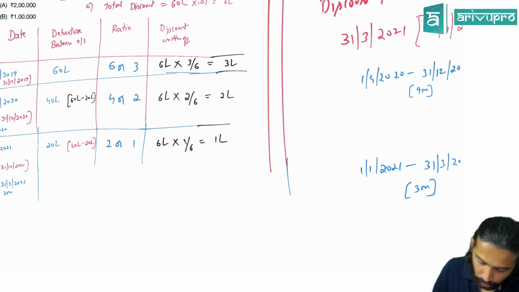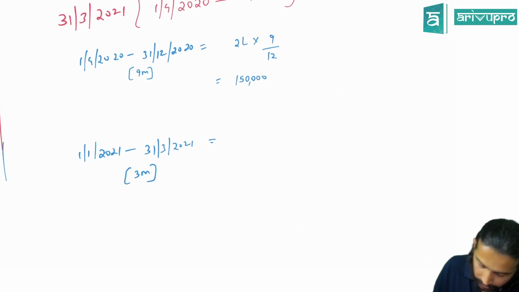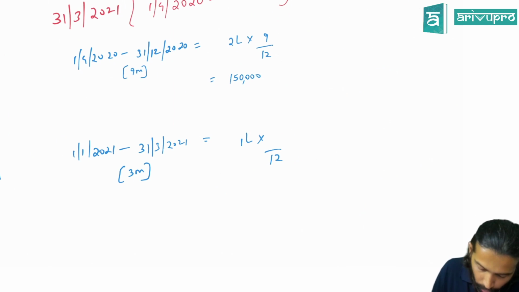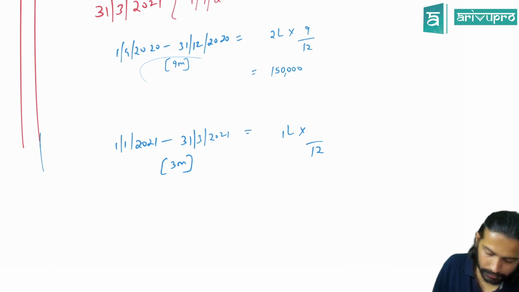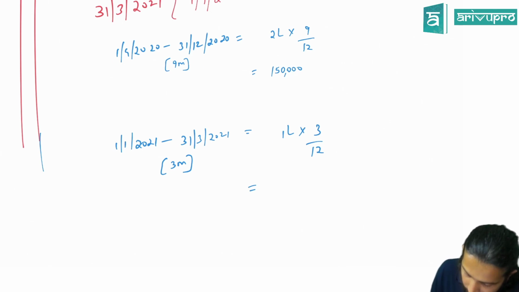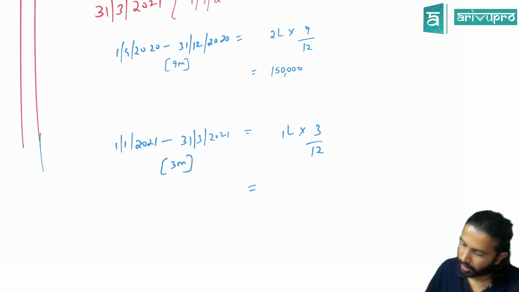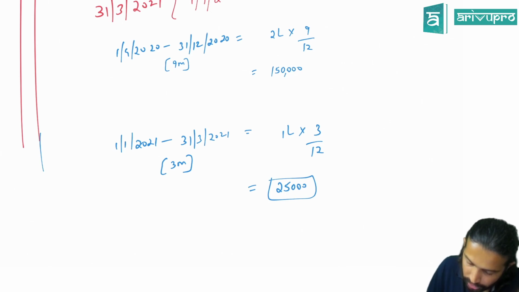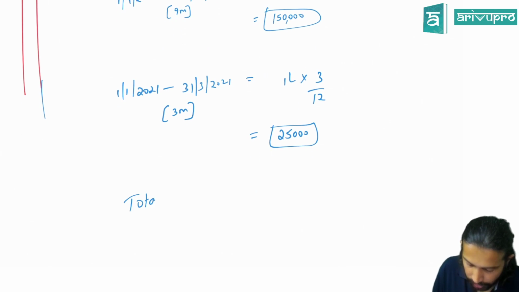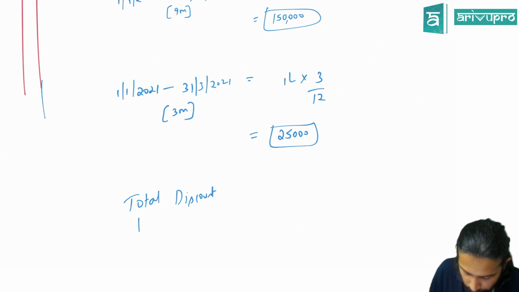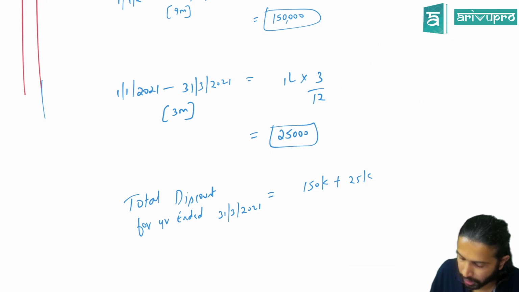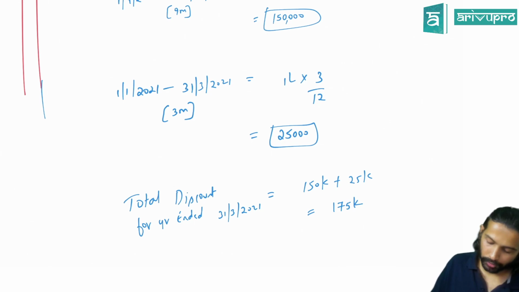But this value, 1 lakh, is for the whole year. That means this 1 lakh is for 12 months. But we want it only from January to March because 9 months data we have already got. That means for 3 months how much? This 1 lakh is for 12 months, so for 3 months do 1 lakh into 3 by 12. How much are you getting? 25,000. That means the total discount you need to write off is 1,50,000 plus 25,000, which will be 1,75,000. So the total discount for the year ended 31st March 2020-21 will be 1,75,000.